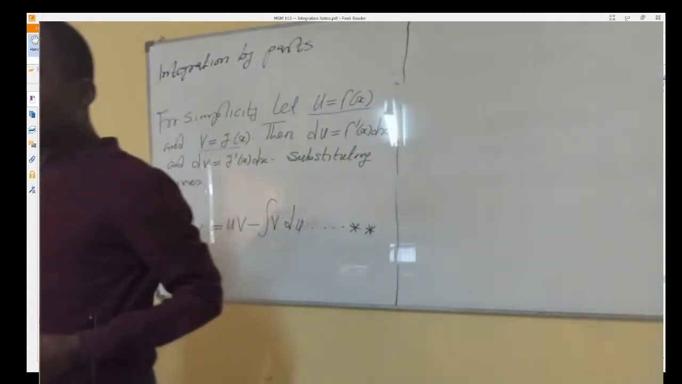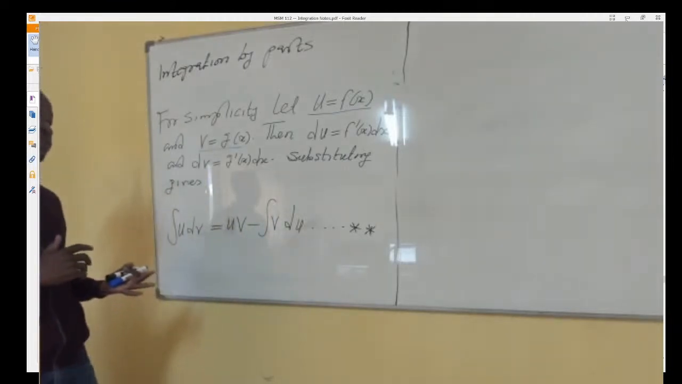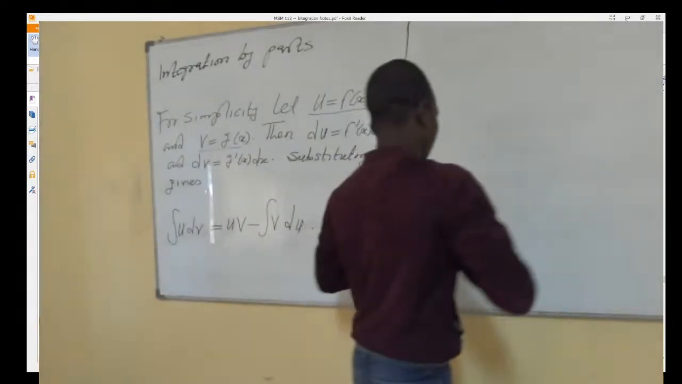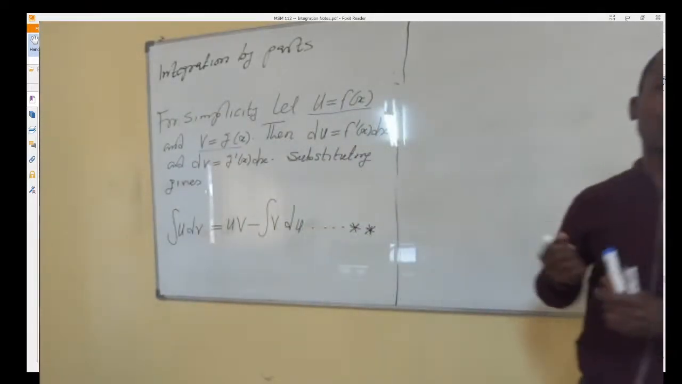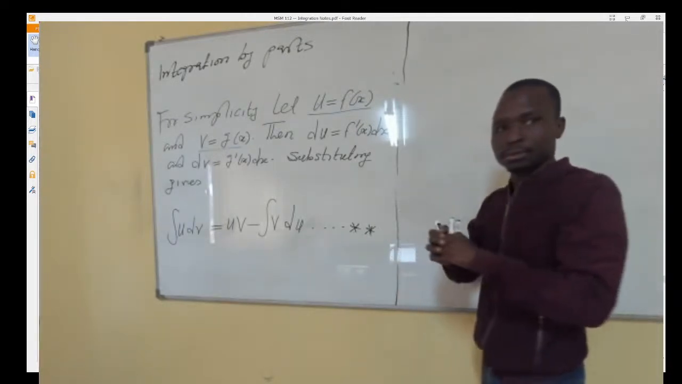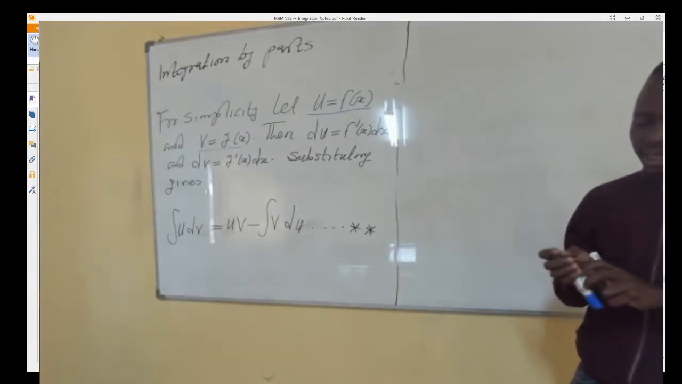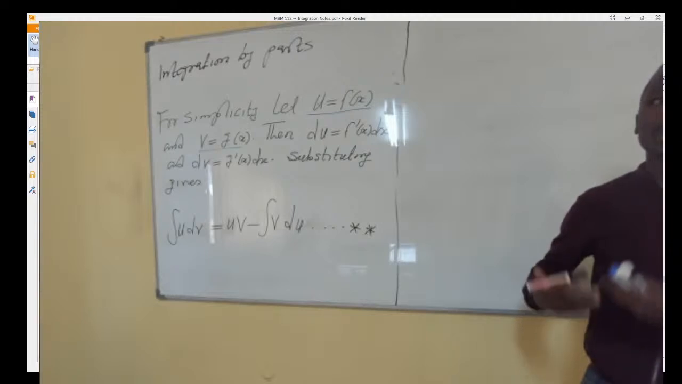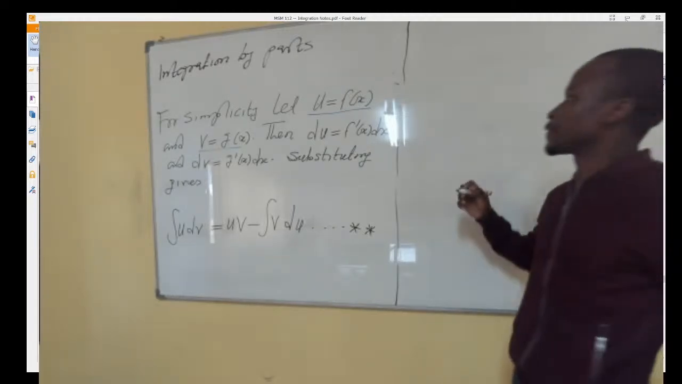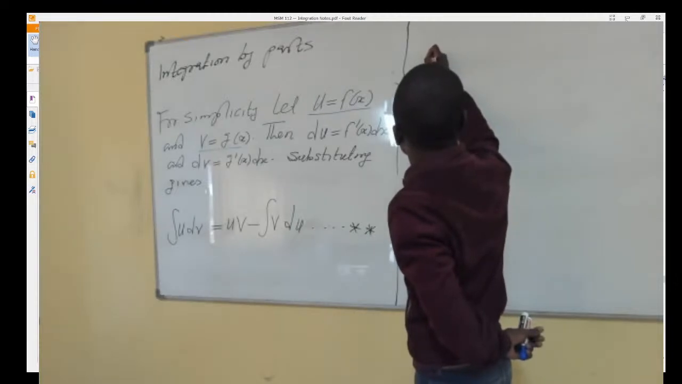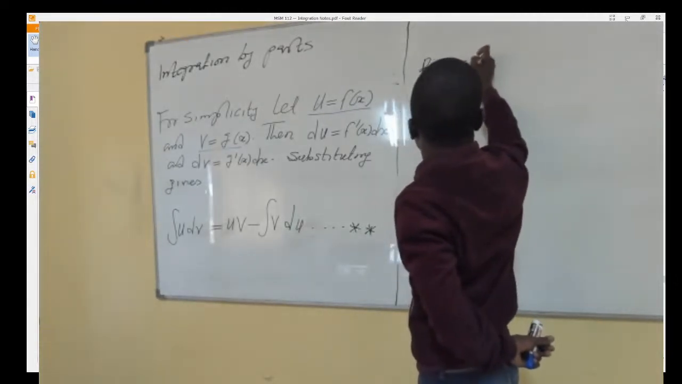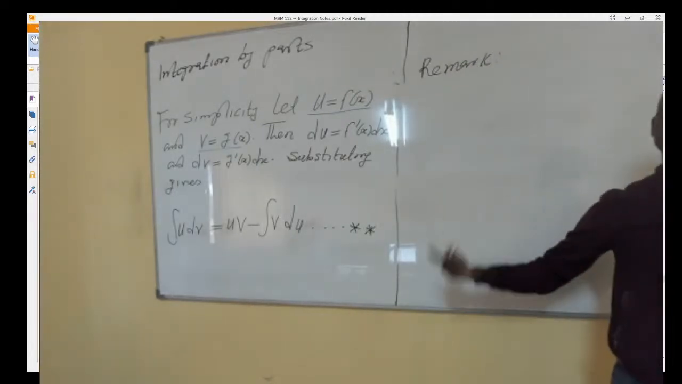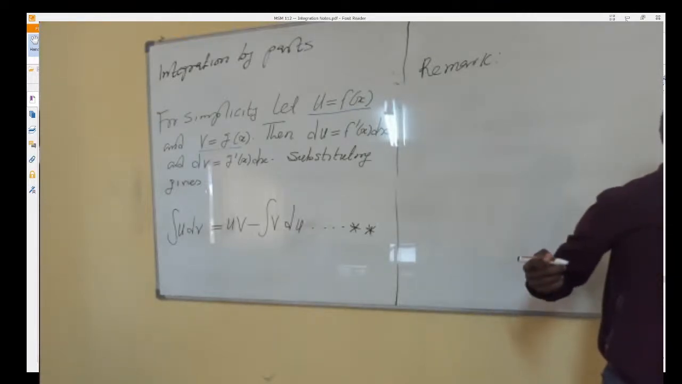Now let's look at some examples that involve integration by parts. But before we look at that, I want you to note this, make sure that you record this. When you have been given a function that they are asking you to integrate, a combination of functions, let me just put it as a remark. How can you know that this should be my u or this should be my dv?